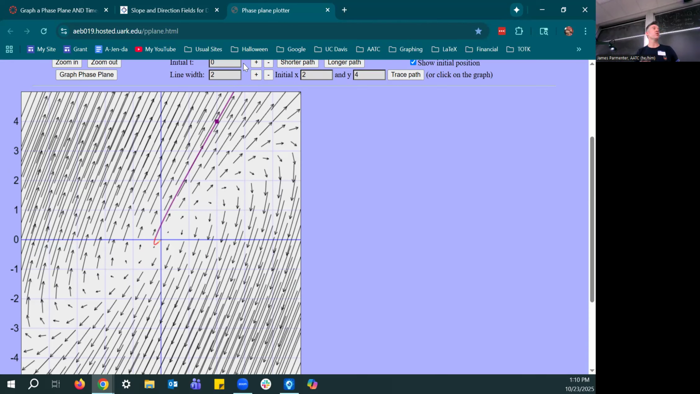And if you had a different initial condition, you would end up with a different trajectory. If you started over here, well, it doesn't really make sense to start with negative amounts of things, right? But if you started with, say, 0 wolves and let's say 3 deer, what's going to happen?